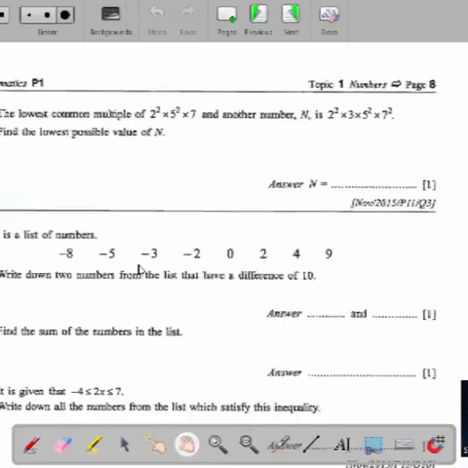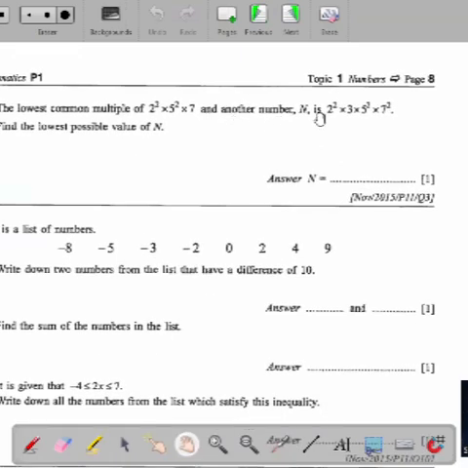Okay, the lowest common multiple of this and another number, this n is 2 square multiply 3 multiply 5 square multiply 7 square. It means what is the lowest possible value of n over there. 2 square is present here also, 2 square is present here also. So I don't need this one. 3 is not present there, so I need 3 there. 5 square is still present here and here. 7 is present, 7 square is here. So I'm taking 7 square over here. So why am I taking 7 square?